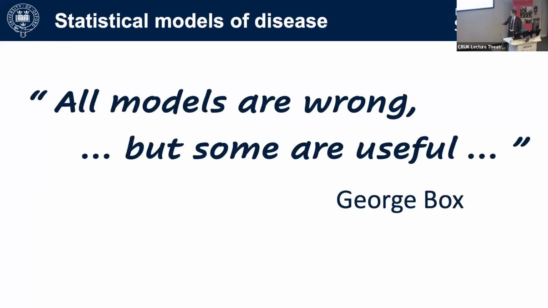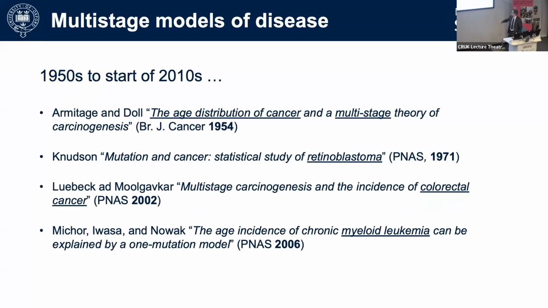But as George Box famously once said, all models are wrong. At least with enough data, they tend to be wrong. This is why particle physicists build bigger and bigger experiments to find smaller and smaller things that are wrong so they can move the field forward. But some are useful. And the multistage model of carcinogenesis is certainly one that has proven to be very useful indeed. When it has appeared during the past few decades, it's usually been associated with important pieces of work to do with retinoblastoma or colorectal cancer or myeloid leukemia.